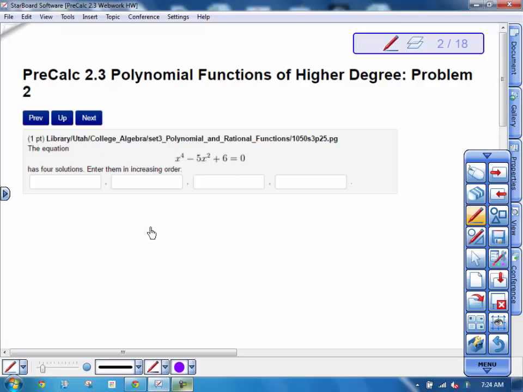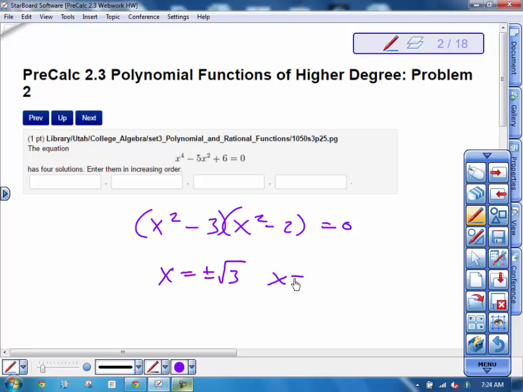I think we've done this problem before, but when you have fourth degree, you can actually factor this one. X squared minus 3 and x squared minus 2. And then set each of these factors equal to 0, so you get x equals plus or minus the square root of 3, and x equals plus or minus the square root of 2 when you do that. And those are your answers once you list them from smallest to largest.